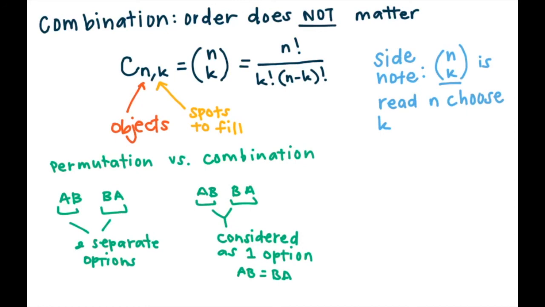Okay, so now we're going to look at the difference between permutation and combination. So for permutation, remember order matters, and combination, order does not matter. Okay, so we have AB and BA. For permutation, it's going to be 2 separate options. But for a combination, if we have AB and BA, it's considered as one option because order does not matter. So it's basically like AB equals BA.